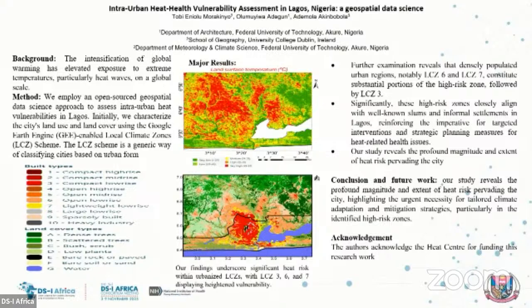And again, further examination reveals that densely populated urban regions, notably local climate zones 6 and 7, constitute substantial portions of the high-risk zone, followed by local climate zone 3. Significantly, these high-risk zones clearly align with well-known slums and informal settlements in Lagos, reinforcing the imperative for targeted interventions and strategic planning measures for heat-related issues. Our study reveals the profound magnitude and extent of heat risk prevailing in the city. Now, if any intervention wants to come, it has to be based on the result, because different urban forms have different heat stress. Thank you very much.